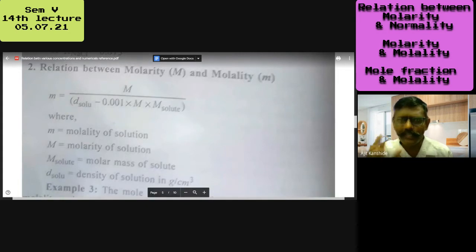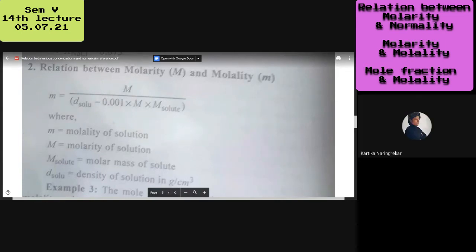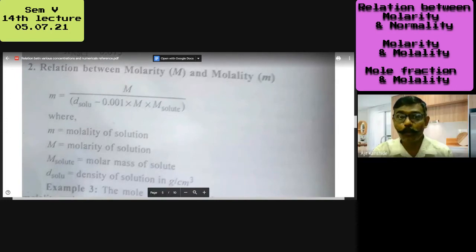If not clear, you have to work. At least the idea is clear to you. Good. So 0.001 into molarity into M of solute. All those things are coming in terms of gram per dm cube.